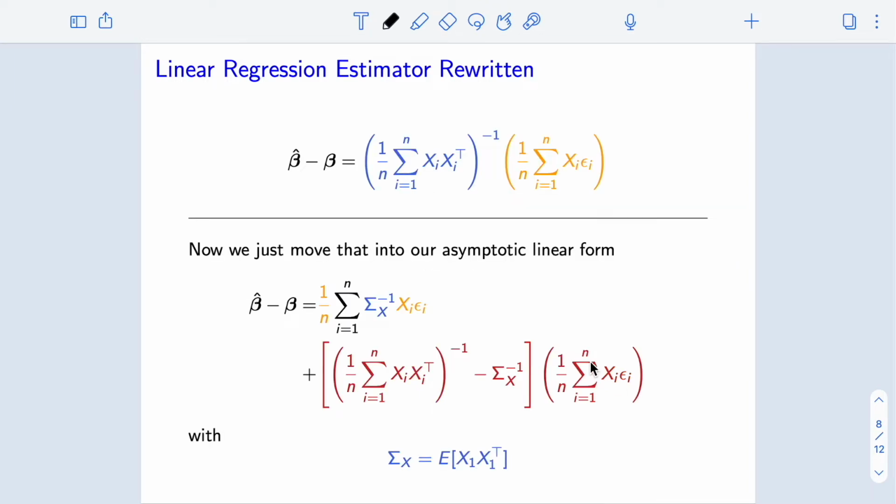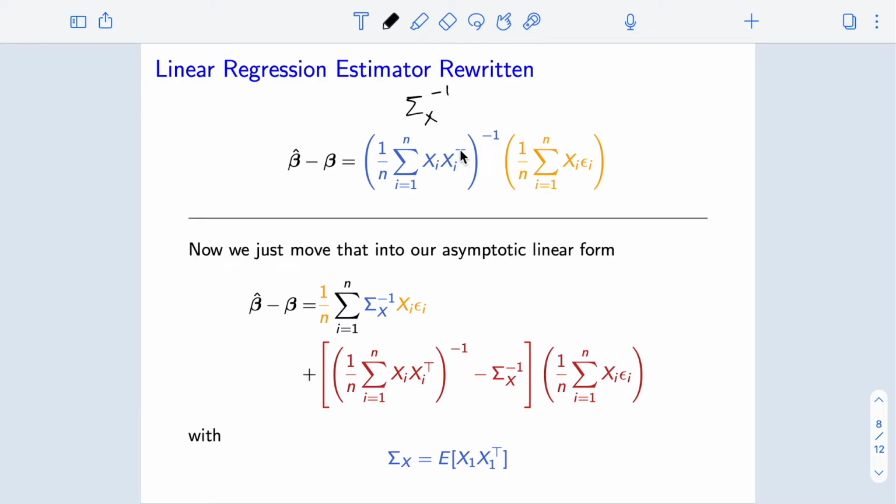So what I would love to do for asymptotic linearity is take this piece, which is just a matrix based on all the observations, and move it in here and call it part of the influence function. However, I can't really do that because this is based on all of the observations. What I'm going to do instead is take the thing that this converges to. So I'll say this converges to something that I'm going to call sigma x, and then when I apply the inverse, the continuous mapping theorem will tell me that this inverse converges to sigma x inverse.